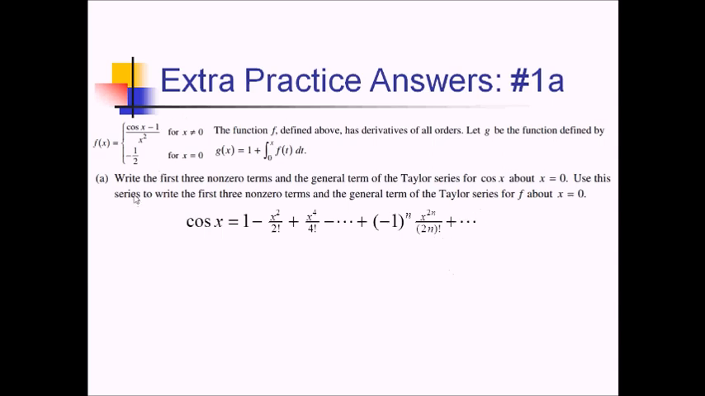Then they want us to use that series to write the first three non-zero terms and general term for the f function itself. Well, the f function itself involves this cosine of x minus 1 over x squared piece. So let's figure out what that comes out to. If I subtract 1 from cosine of x, that's going to be all of this stuff, but without the 1 in the beginning, because we just subtracted it. So we're going to start with negative x squared over 2 factorial and go from there. Next, to get the f function itself, we have to divide all of these now by x squared.